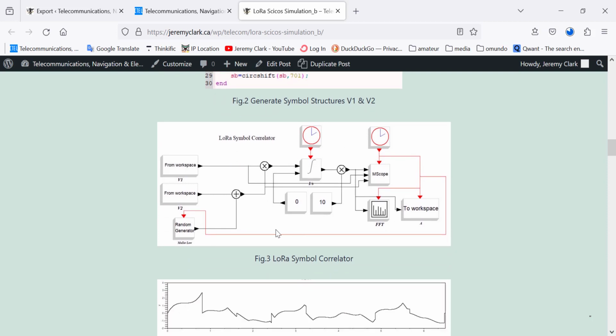So here's the correlator. Basically, this is what the receiver would be doing. It would be comparing the received symbol against a library. And of course, there are other techniques to make this a lot simpler, but just for illustration purposes. So I've created 8 symbols, which I'm reading in here, and then I've got symbol 1, which I'm adding noise to, and then I'm multiplying them together, which is basically taking the inner product of their sample values. And then I'm integrating that product to see how well they match.